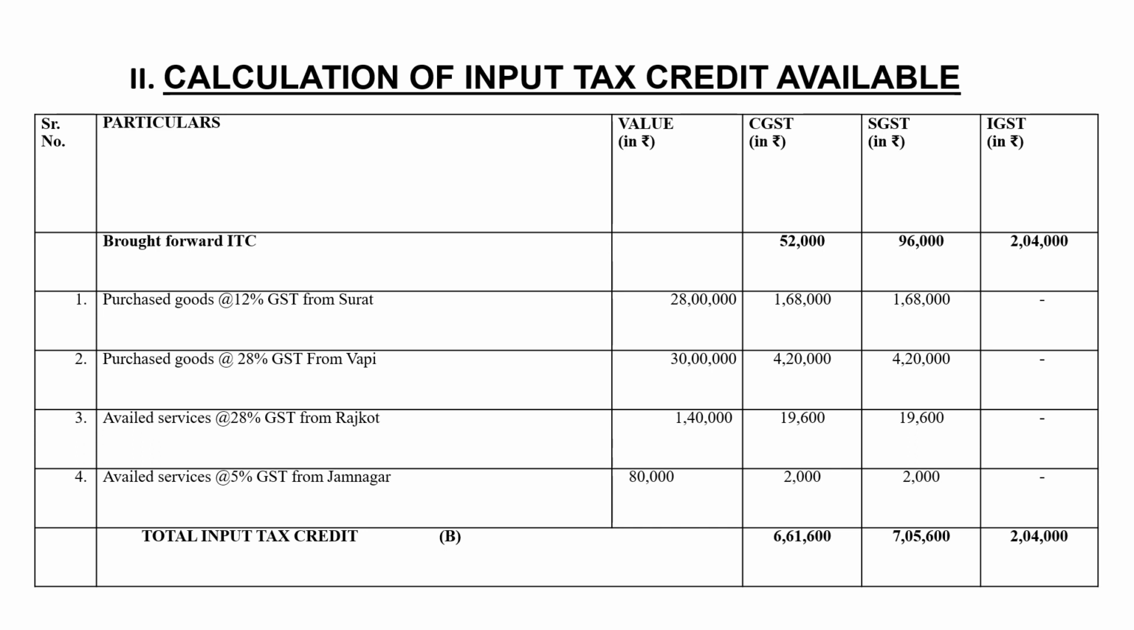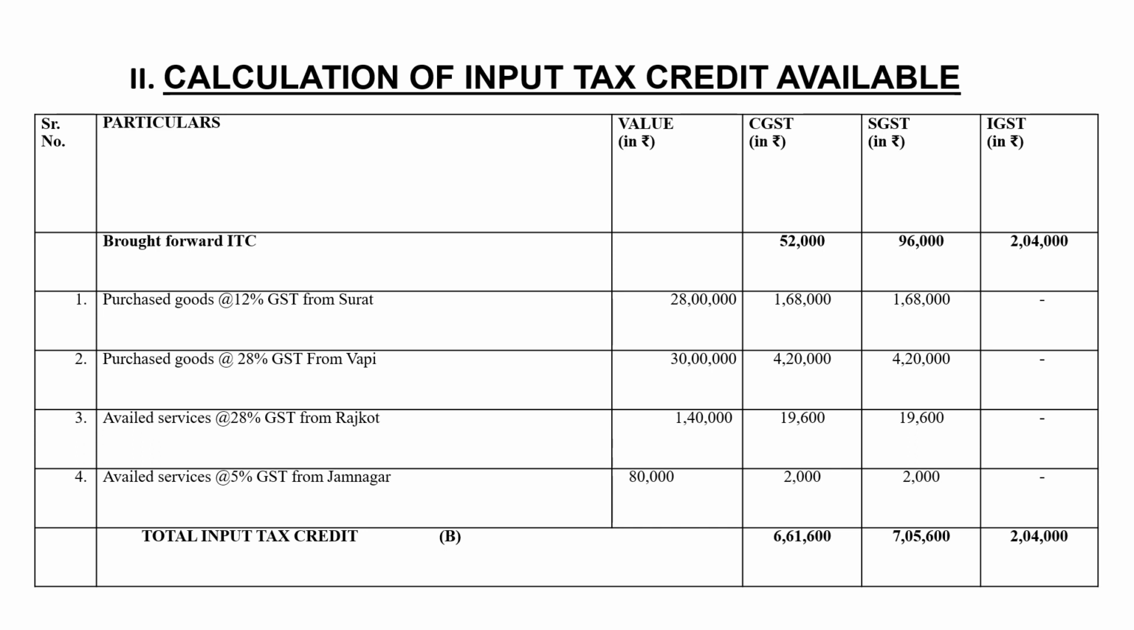Then we have a service at 28% GST from Rajkot. Again, this is an intrastate transaction because Rajkot is in Gujarat. So on 1,40,000, 19,600 and 19,600 will be the amount which goes for CGST and SGST at 28%. So we'll take 14% in CGST and 14% in SGST on 1,40,000.